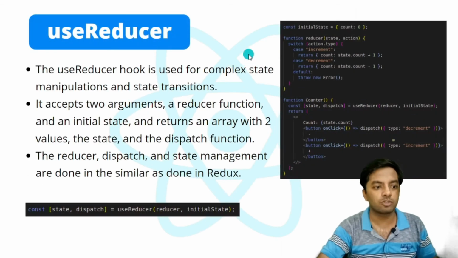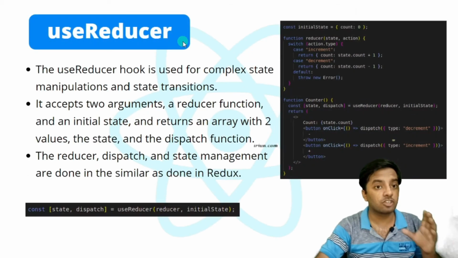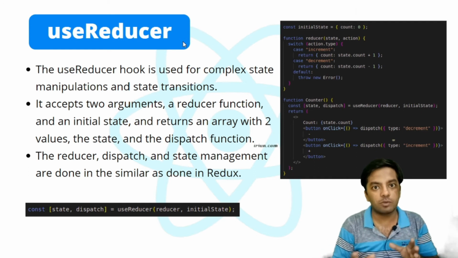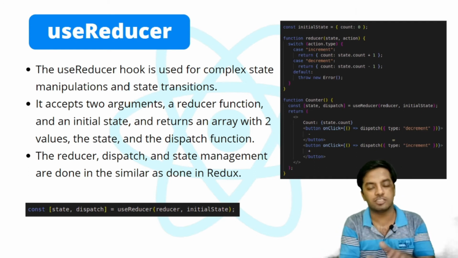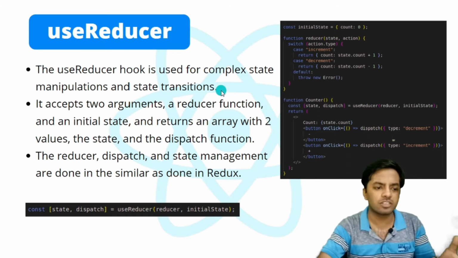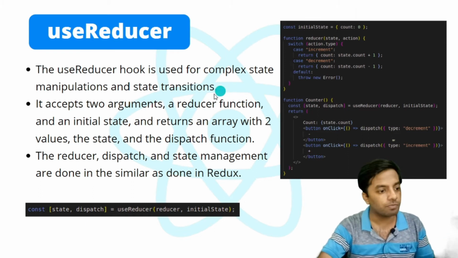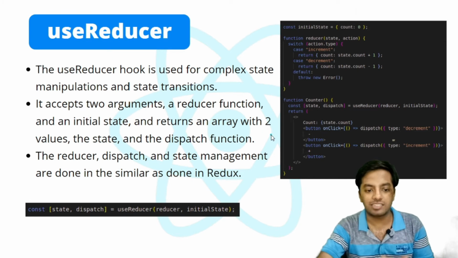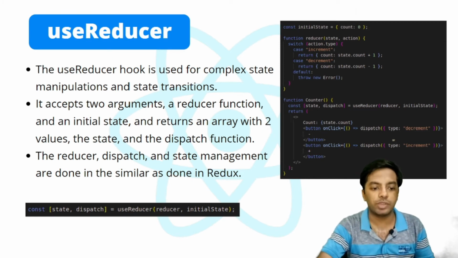Next is the useReducer hook. As the name suggests, useReducer. If you are familiar with the concept of Redux, reducers, and dispatch, then this is a very familiar hook for you. The useReducer hook is used for complex state manipulations and state transitions. This is basically the task of Redux as well. It accepts two arguments, a reducer function and an initial state, and returns an array with two values, state and the dispatch function. The reducer, dispatch and the state management are done in a similar way as in Redux.